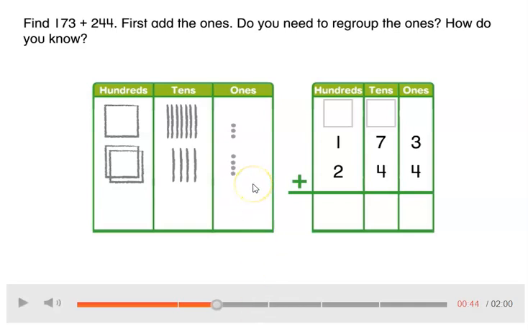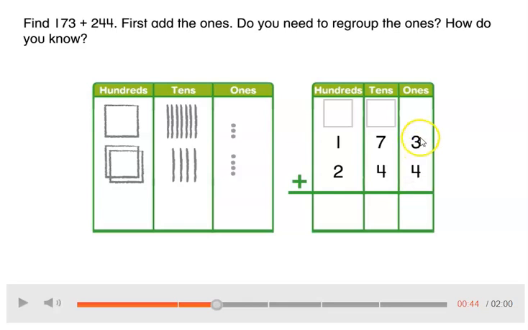Okay, so remember we only need to regroup if our number is more than 9. Okay, so you guys remember our song that goes like this? If the answer's more than 9, you zoom it up. If the answer's more than 9, you zoom it up. If the answer's more than 9, then you say I'm feeling fine. If the answer's more than 9, you zoom it up. Okay, remember we used to sing that song?